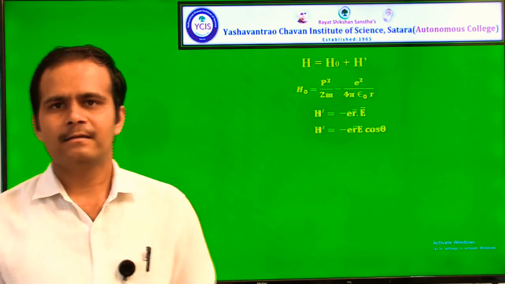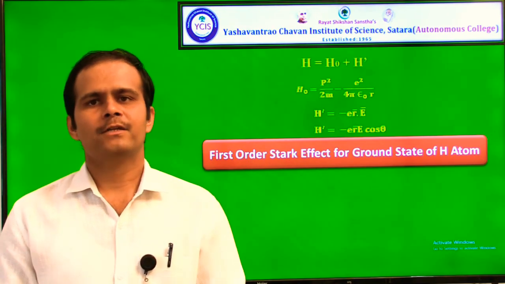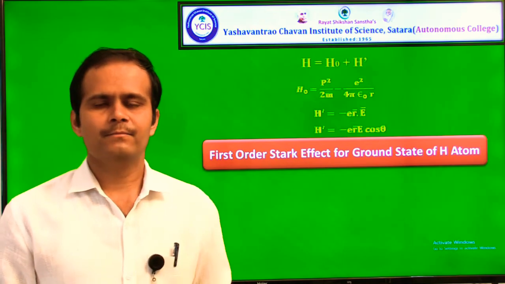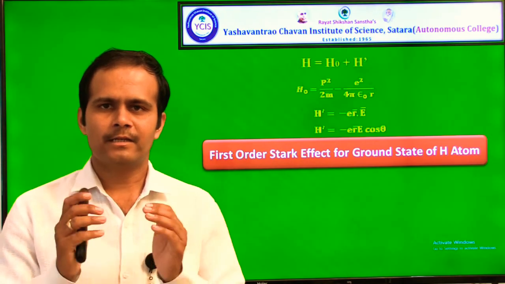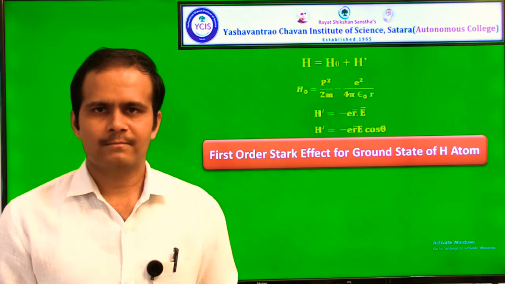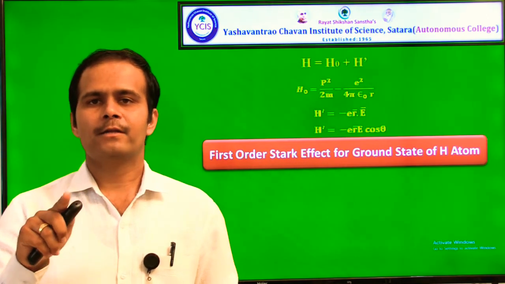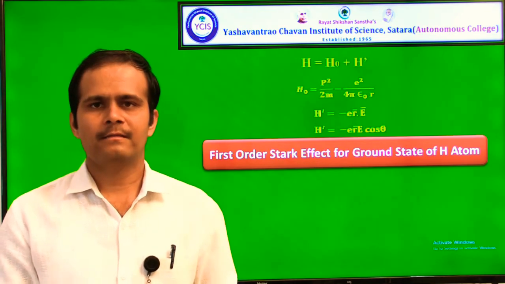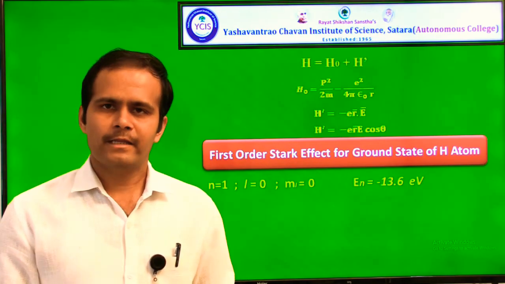Okay, so now we will start the actual discussion about the first order Stark effect for the ground state of the hydrogen atom. What is the meaning of the ground state of the hydrogen atom? The hydrogen atom has only one electron, and for that electron, ground state means that the electron should be in the lowest possible energy level, that is, for n equal to 1, the principal quantum number should be equal to 1. So the electron should be in the lowermost energy orbit, and for that orbit the principal quantum number will be n equal to 1.